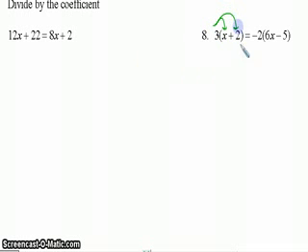3 times both spots inside the parentheses. 3 times x is 3x. 3 times 2 is 6. Same thing on the right half of my equation. I need to take negative 2 times both spots. Negative 2 times 6x, negative 12x. Negative 2 times, I like to think of this as a negative 5. That's going to be a positive 10. If you thought of that as a subtraction of 5, you would end up with saying minus a negative 10, and you go ahead and simplify that to an addition of 10 anyways.